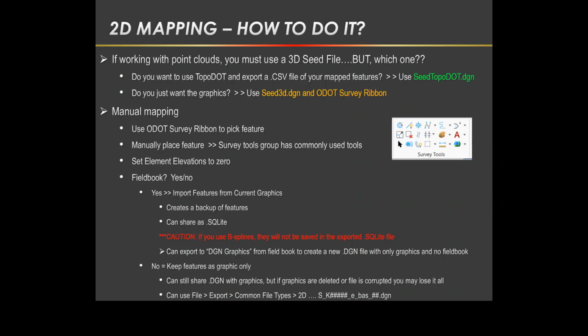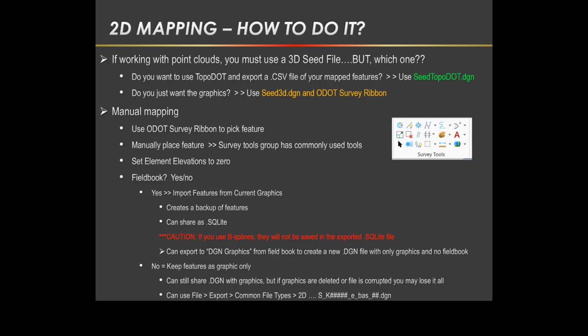So you have to ask yourself two questions. Do you want to use TopoDOT tools and export a CSV file of your mapped features? If so, you need to use that seed TopoDOT.dgn. If all you want to do is extract graphics, you don't want to mess with TopoDOT, and you don't want that CSV file of your mapped features, then you can use just that seed3d.dgn and your ODOT survey ribbon.